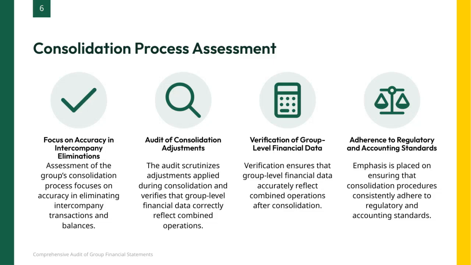When assessing the consolidation process, our primary focus is on accuracy, especially when it comes to eliminating intercompany transactions and balances. This step is crucial to avoid any double counting or misstatements in the group's financials. Additionally, we carefully audit all consolidation adjustments to make sure they are appropriate and that the group-level financial data truly represent the combined operations of all entities. Verification is another critical part of the process, helping us confirm that the consolidated information is accurate and reliable. Lastly, we place great importance on ensuring that the entire consolidation process complies fully with regulatory requirements and accounting standards, maintaining consistency and integrity throughout.